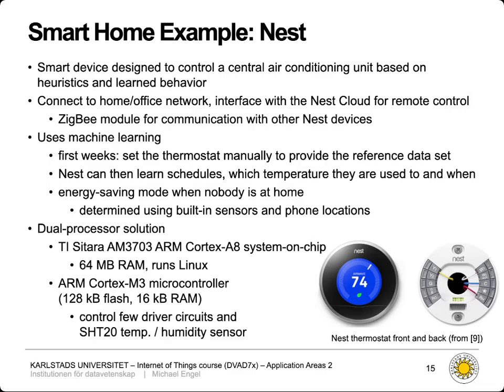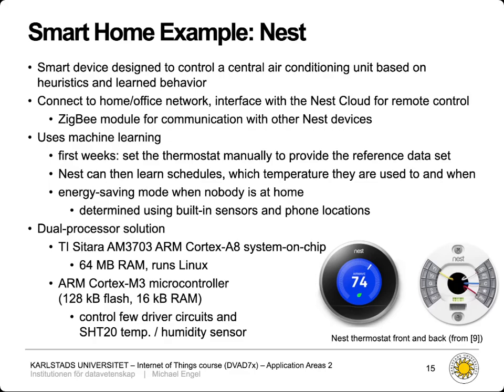So one example for a smart home application is the Nest thermostat. The Nest thermostat is a smart device which is designed to control an air conditioning system for your whole house. And this is smart because it uses data learned from your behavior in order to automatically control the air conditioning and heating in your house. It connects to your home or office network and also interfaces with what is called the Nest Cloud, so you can remote control it from your smartphone when you're not at home.